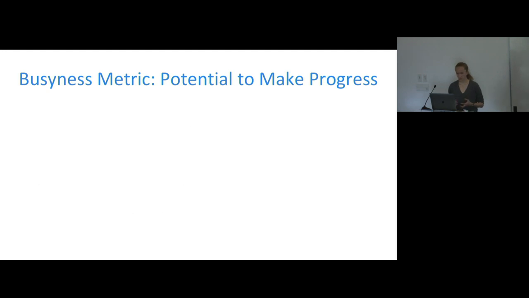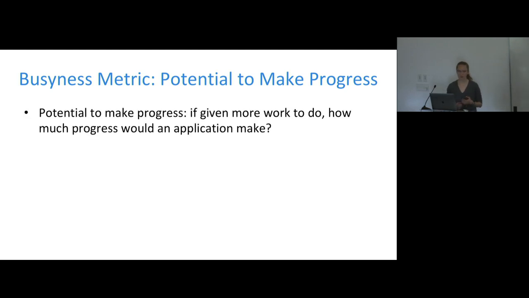So what metrics should end hosts use to characterize application busyness? The question we want to answer here is if an application were given more work to do, how much progress would it be able to make in the short run? And we want a quantitative metric that allows us to compare across different applications.